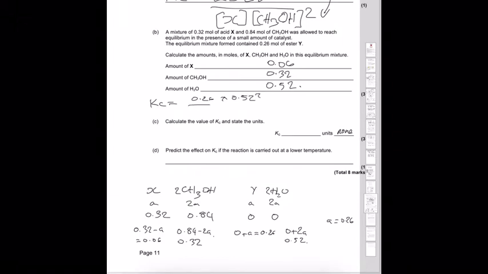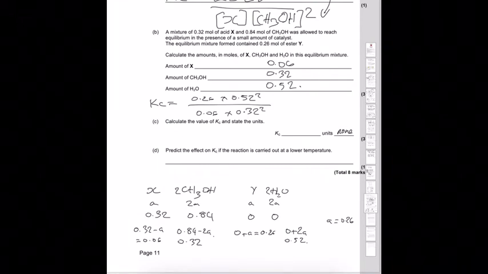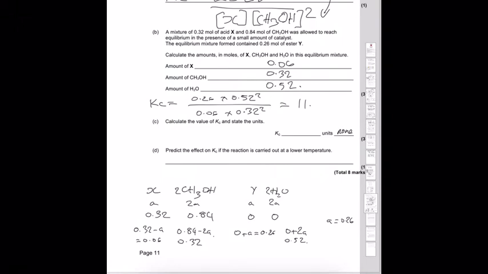Making sure you've got the right order. This is where people make mistakes. They put the wrong values in the wrong places. So 0.52 squared times by 26 over 0.06 times by 0.32 squared. Bash that in. We should get 11.44.